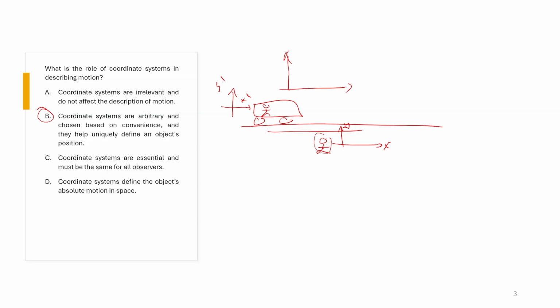So coordinate systems are arbitrary, yes, they are chosen based on convenience, but they help uniquely define an object's position. This is a matter of definition, and that's why it's important to study the concepts to be able to apply them in your problems.